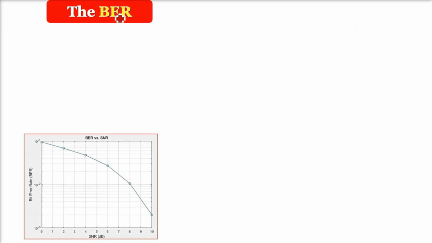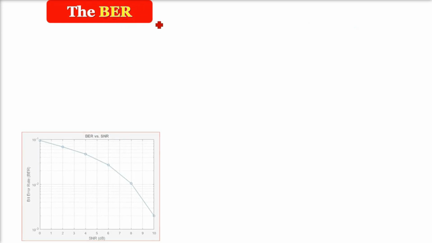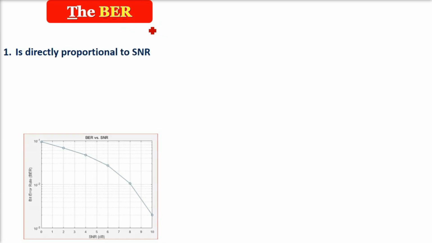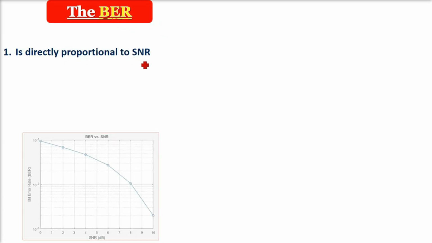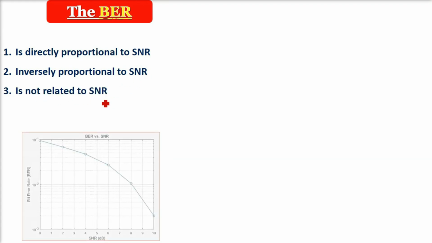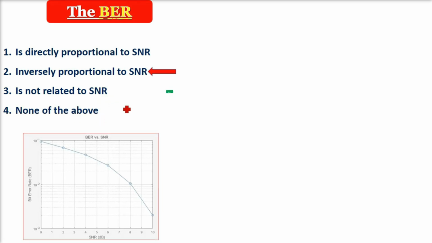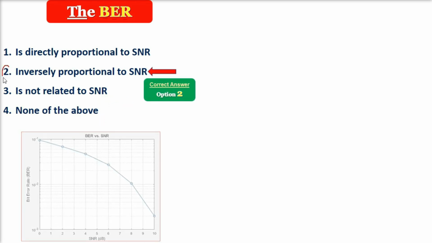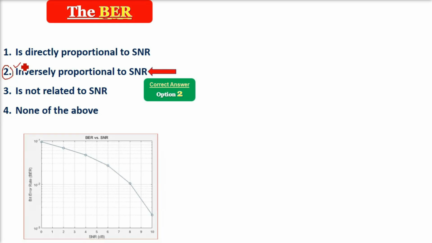BER here stands for bit error rate or bit error ratio. The options are: directly proportional to SNR, inversely proportional to SNR, not related to SNR, none of the above. Now the correct option is option number 2, inversely proportional to SNR.